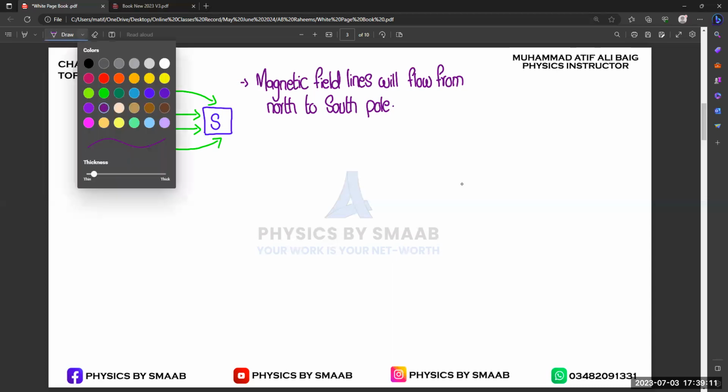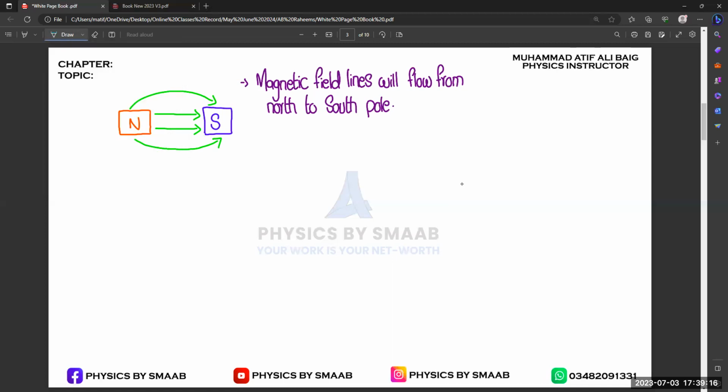There are two terms, because in MCQs or in questions they use these terms. Let's suppose we are asking what will be the direction of the field at the north pole, right? So we can say that the direction of the field is radially outward.